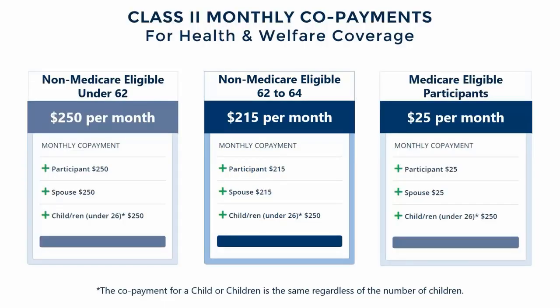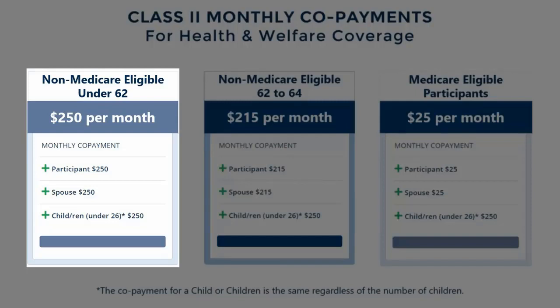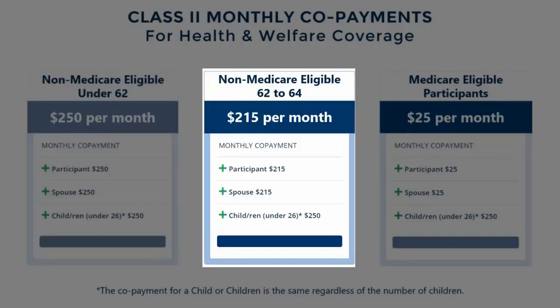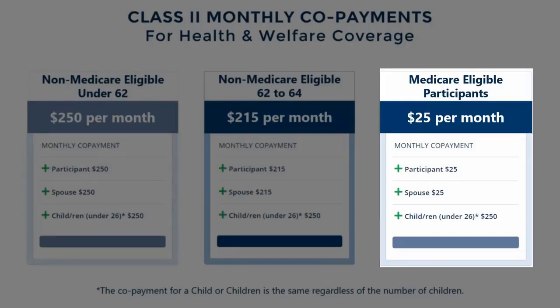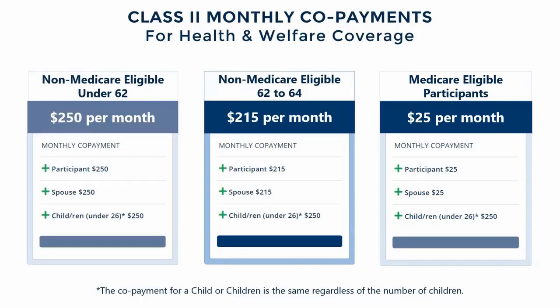For Class 2, since you had the lower years, the 50 and 25 instead of the 60 and 30, the copay is going to be slightly higher. So for under age 62, it's $250 a month. Age 62 to 64, it's $215 a month. When you hit Medicare age, same as Class 1, it's going to drop to that $25. And the rules are the same: member and spouse, and kids as a bucket.